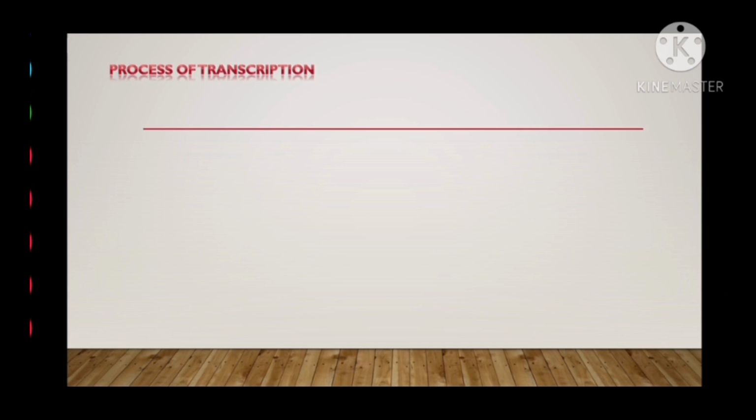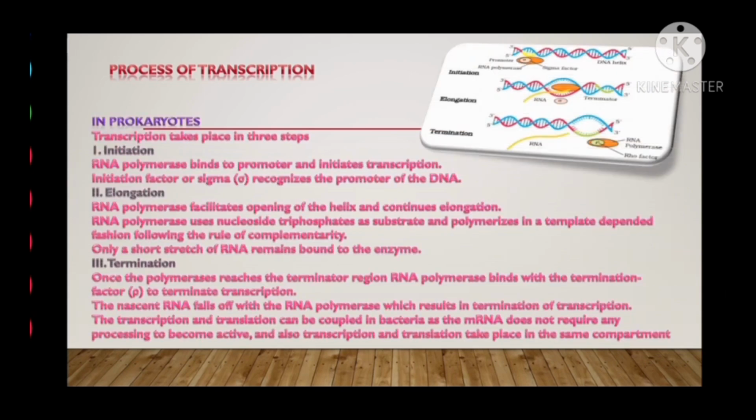Looking at the sequence, reading the sequence on the template strand of DNA. RNA polymerase is going to play the main role in the process of transcription. The entire process of transcription involves three major stages. What are those three stages? These are initiation, elongation, and termination. These are the three important steps by which the process of transcription takes place.